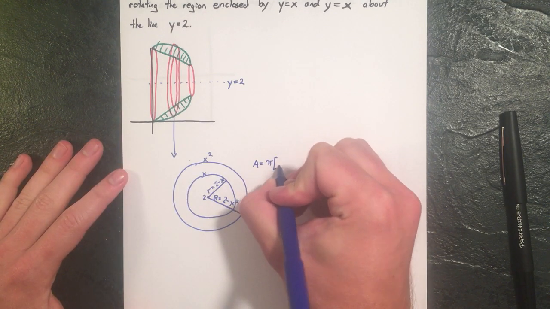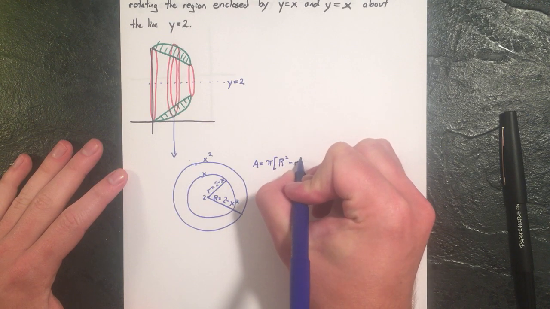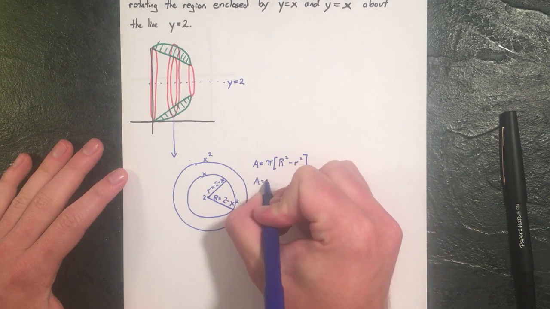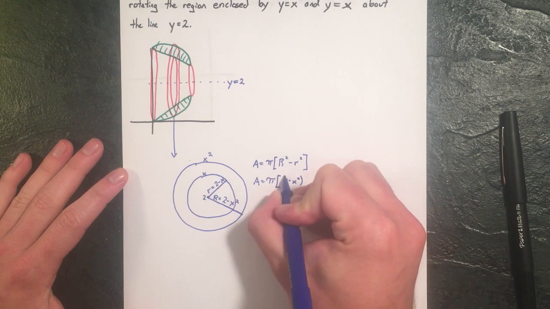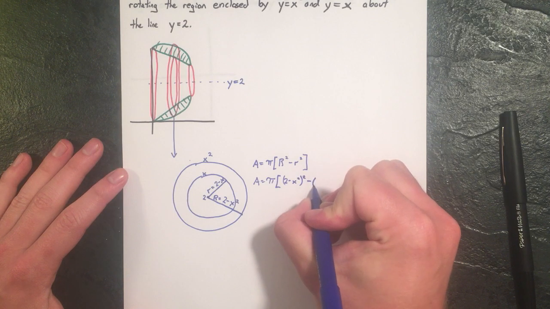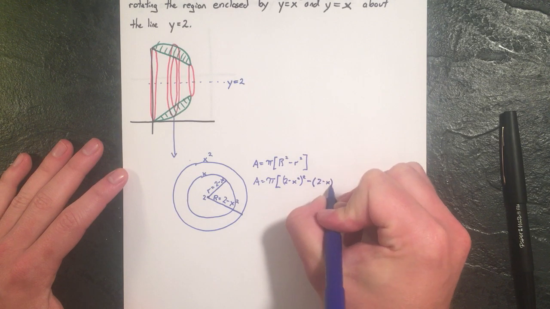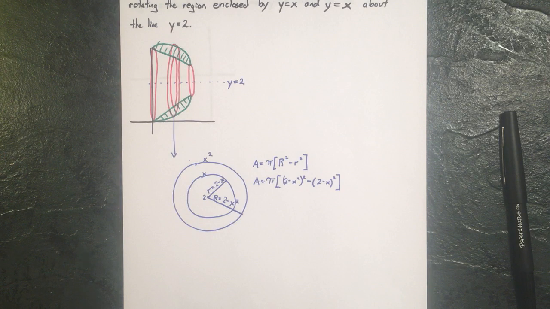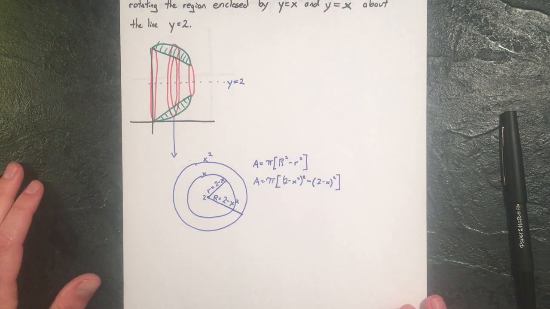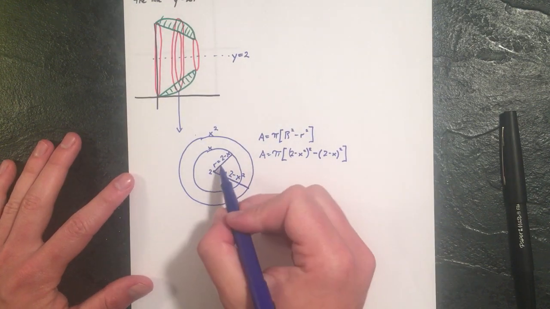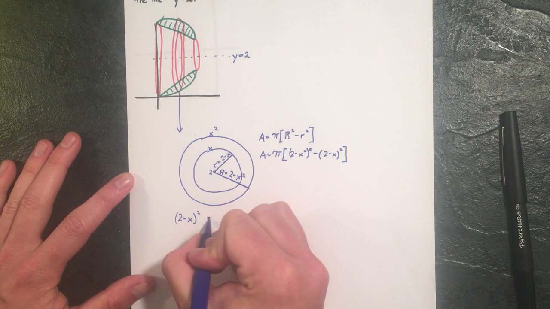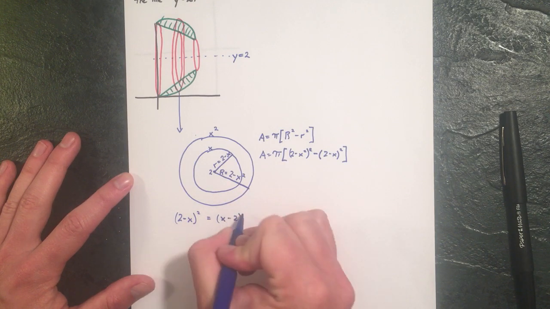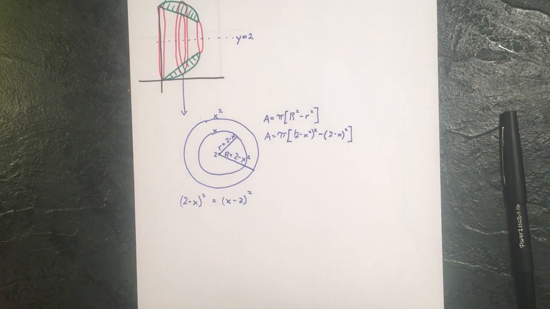We can factor out the pi though. So the big R here is 2 minus x squared. We have to square all of that, minus 2 minus x squared. And that's what we would have here. And to answer that question of why it doesn't matter which order we have it in, let's just pick the small radius. 2 minus x squared is going to be the same thing as x minus 2 squared. And I'll show that quickly.